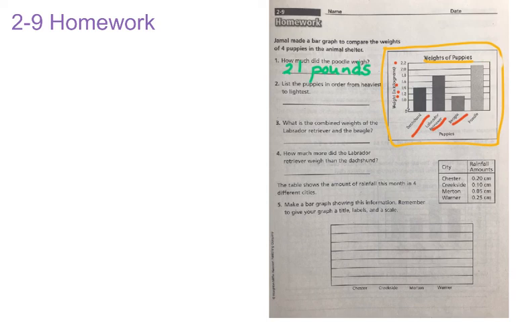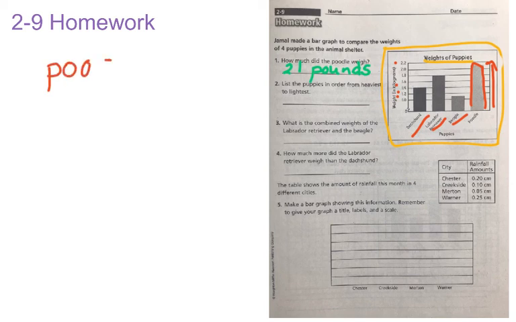Number 2 says list the puppies in order from heaviest to lightest. So heaviest would be whoever weighs the most, lightest would be whoever weighs the least. If we look at the bar graph that goes up the highest, the total weight, we know that the poodle weighs the most, and we know that the poodle weighed 21 pounds. So we have poodle being first, from heaviest to lightest.